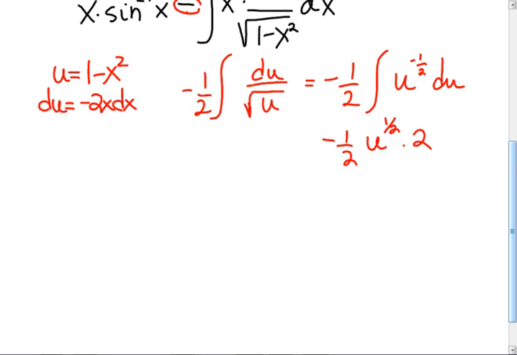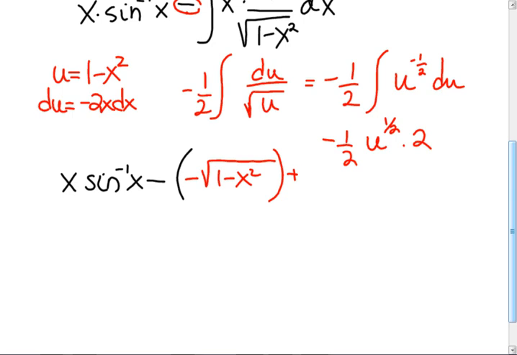Okay, so I'm going to have x inverse sine of x minus, and then I'm going to have this thing. So now let's keep in red. Yes, I just didn't want to do it too fast. The 1 half goes, so it's negative square root of u. What was u? 1 minus x squared, plus c.